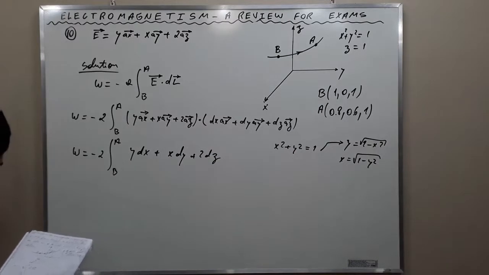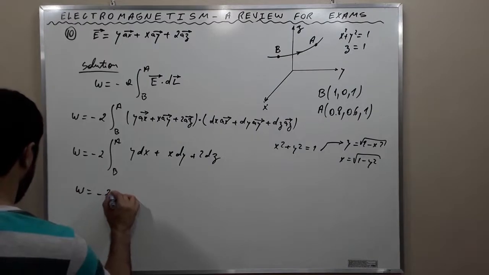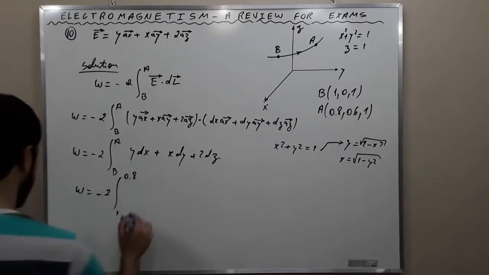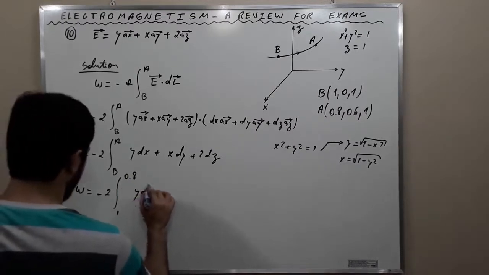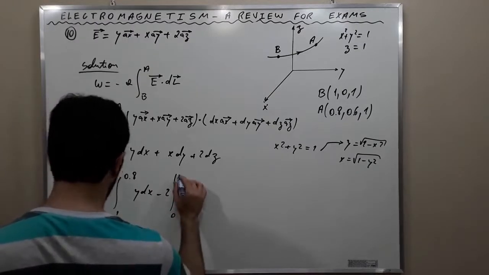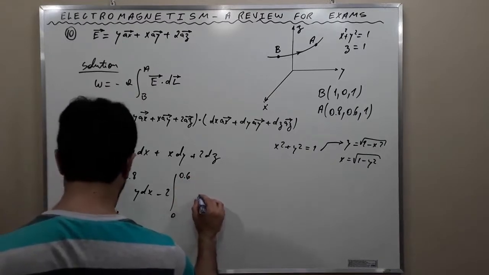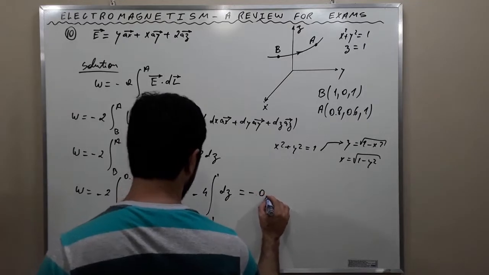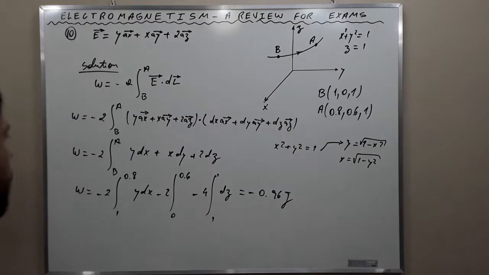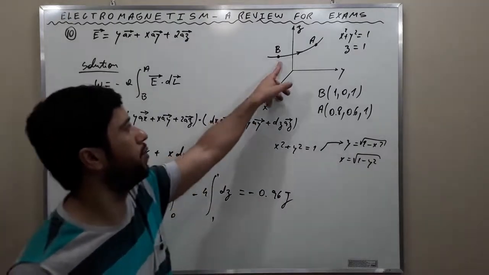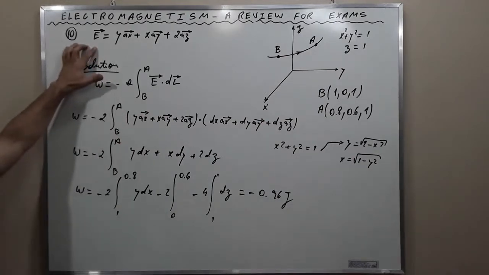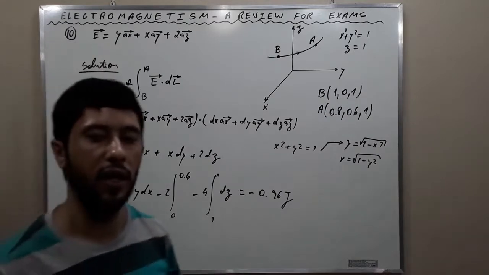And the work is going to be minus 2 times the integral from 1 to 0.8 of y dx, minus 2 times the integral from 0 to 0.6, minus 4 times the integral from 1 to 1 of dz, and this is negative 0.96 joules. This is the work that needs to be expended to carry 2 coulombs of charge from B to A, following this curve in a region where the electric field is this. Okay, my friends, this is all for exercise 10. Let's go to exercise 11.